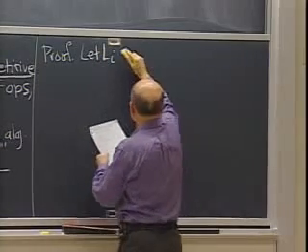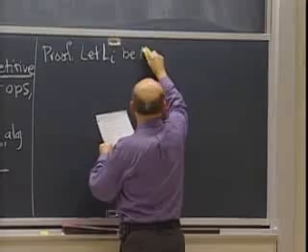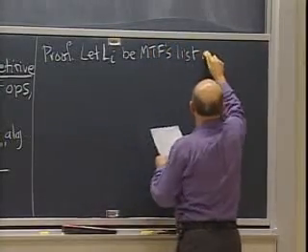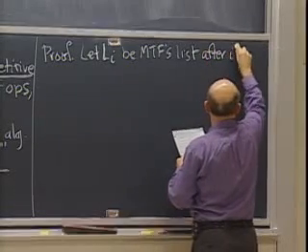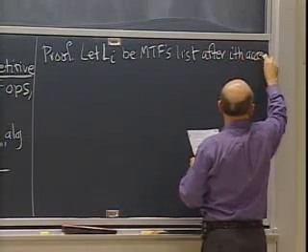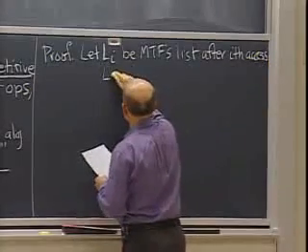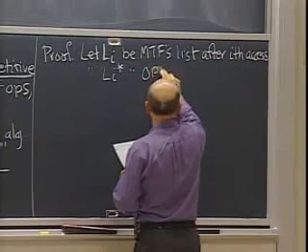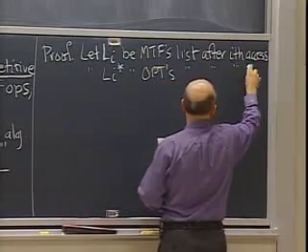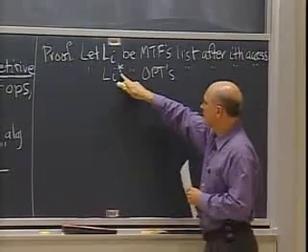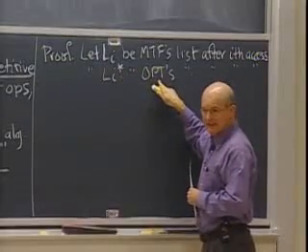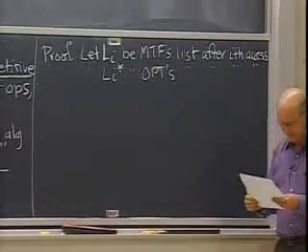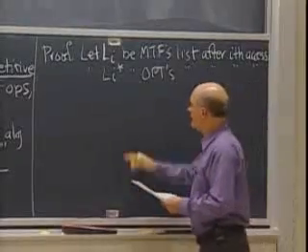Let's get some notation down. Let L sub i be MTF's list after the ith access, and let L sub i star be OPT's list after the ith access. Generally what I'll do is put a star if we're talking about OPT, and have nothing if we're talking about MTF. So that's going to be the list.